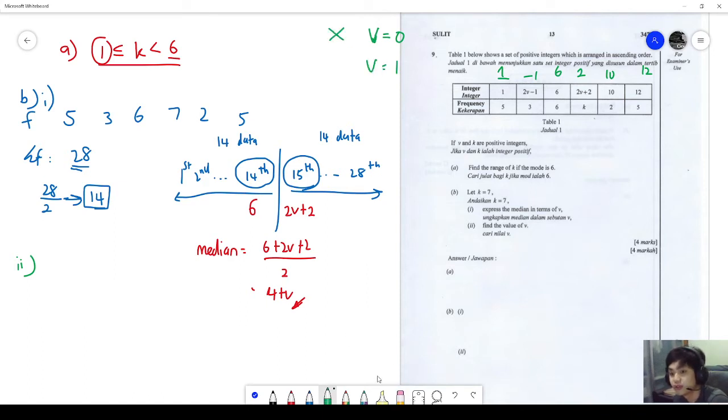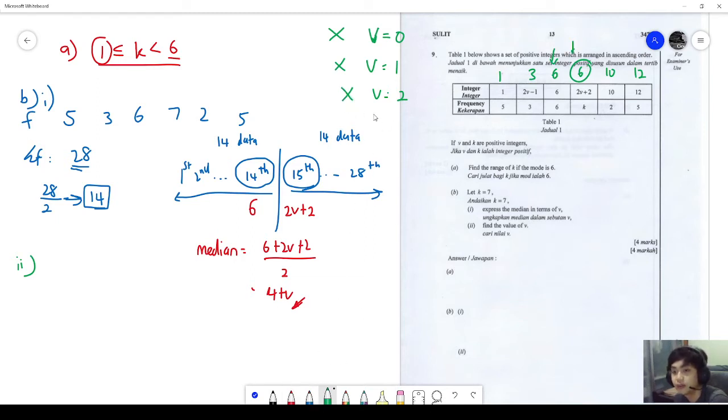So we try V equals 1. When V equals 1, we have 1, 1, 6, then 2 times 1 plus 2 is 4, 10, 12. Once again, it is not in ascending order. So we try V equals 2. When V equals 2, we have 1, 3, 6, then 2 times 2 plus 2 is 6, 10, and 12. Once again, not proper because these two are supposed to be different numbers. So V equals 2 is also out.